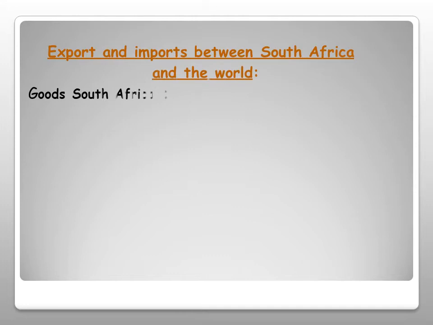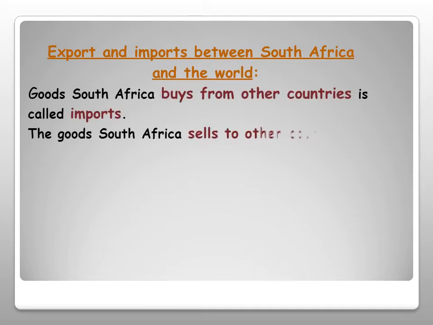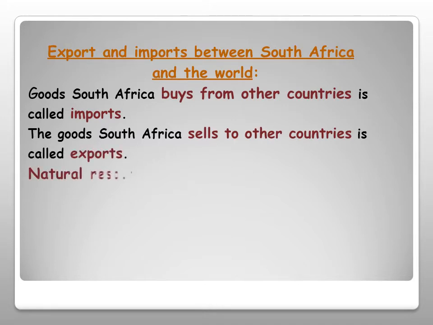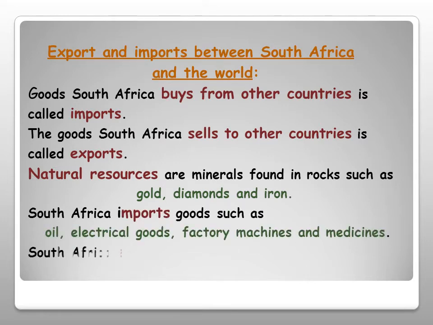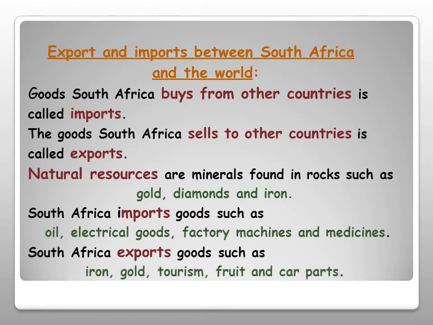Exports and imports between South Africa and the world. South Africa buys goods from other countries. So when we buy from other countries, it means we import. It's coming in to South Africa. So imports means when we buy from other countries. Exports is when we sell to other countries. We are sending things to other countries, so we are exporting it out.